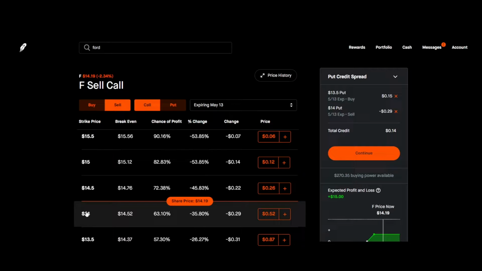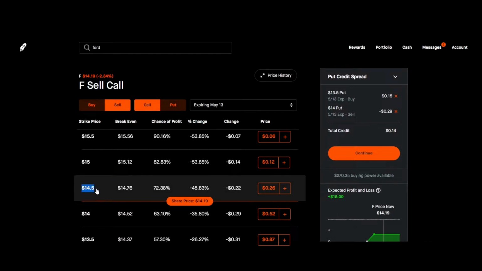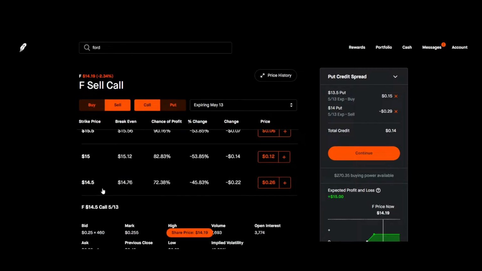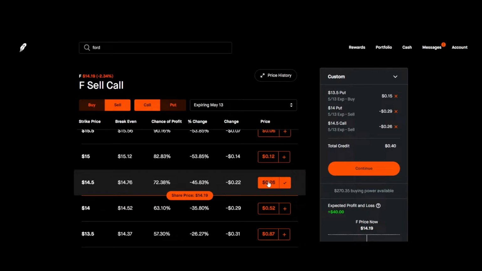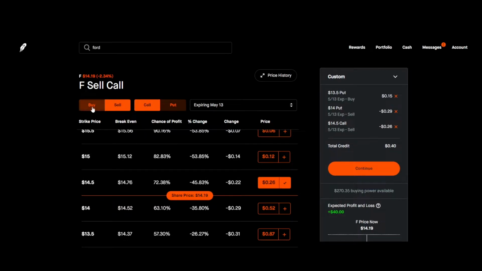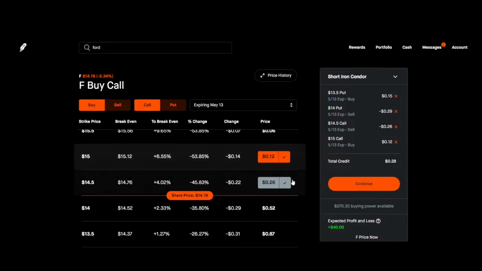So if we sold the put at 14, that's the one we just did. Now we're going to sell the call at 14.5. So we click this right here. And then the next step is we're going to buy a call. That's the last piece, and we're just going to go up one more time. So then we're going to buy the call right here.